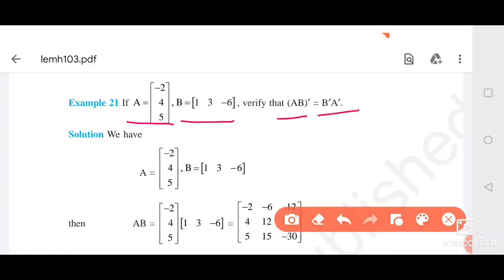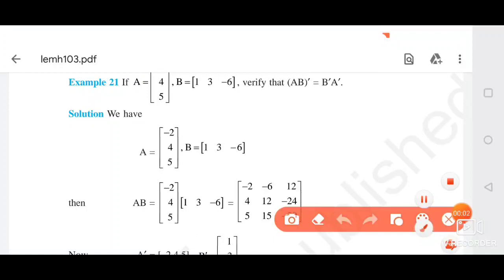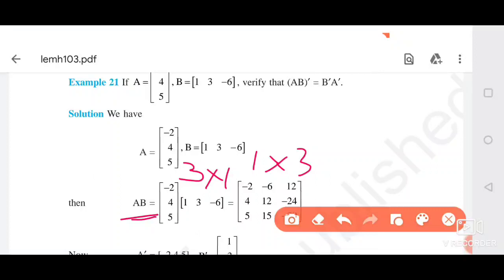So here is the multiplication. Since A is a 3 by 1 matrix and B is a 1 by 3 matrix, the matrix AB will be of order 3 by 3. So you know how to multiply two matrices.